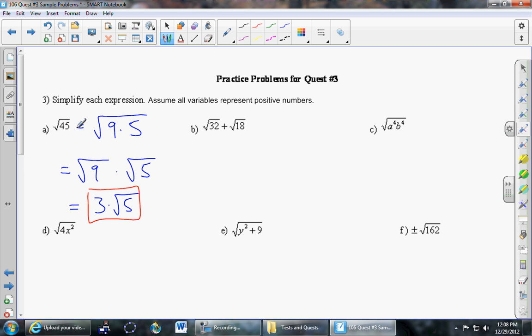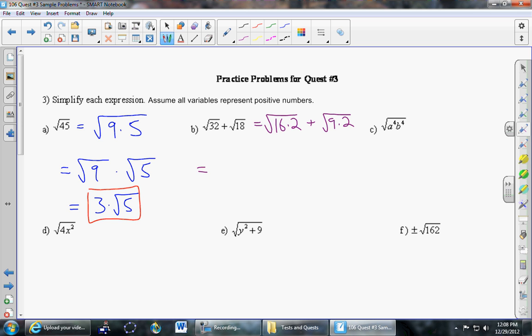Part B, same idea, square root of 32 and square root of 18. We're going to want to split those up into factors, one of which is nice. 32 is 16 times 2. 18 is 9 times 2. Notice the 16 and the 9 were chosen so that we'll be able to pull them out.